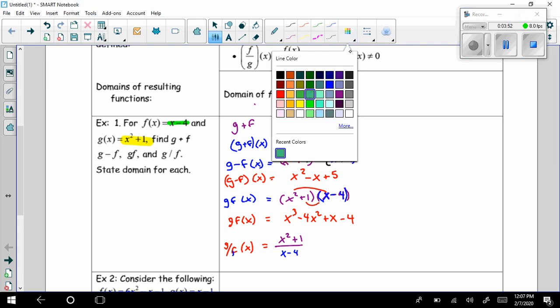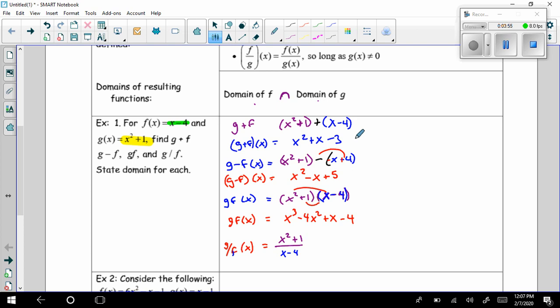Then, looking at our resulting functions when we have f and g, we can determine what that domain is. So the domain for this, it's a quadratic, so you have negative infinity to positive infinity. Here's another quadratic. Remember, you can also state that as all real numbers. These are the same thing. It doesn't matter.